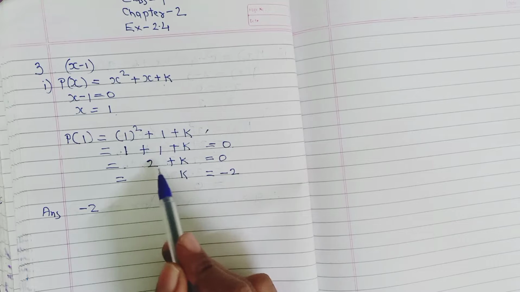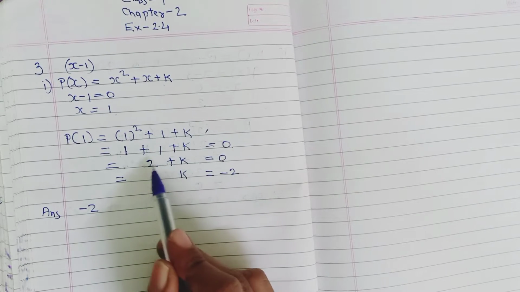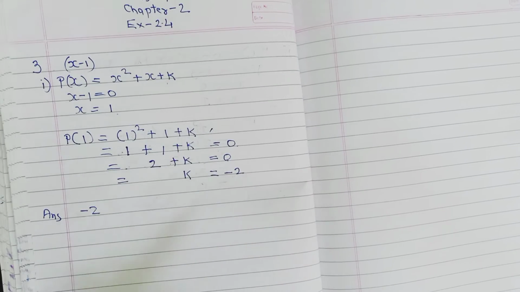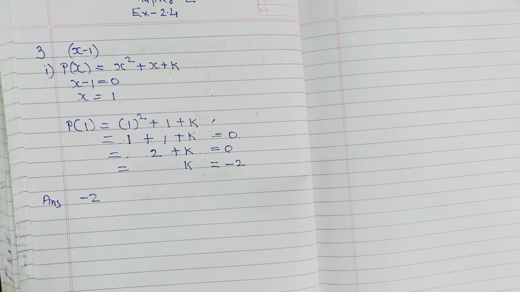So 1 plus 1 is 2, and then 2 plus k is equal to 0. Then we shifted the 2 to the other side, so minus 2. This is k's value. Now when we do the second one, you will understand it more clearly. So let's do the second one now.